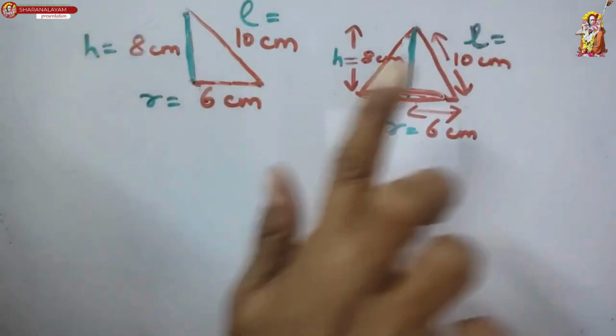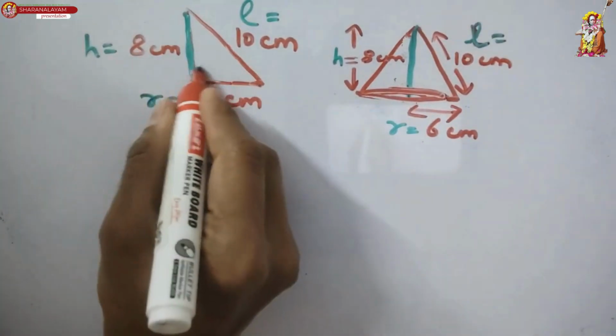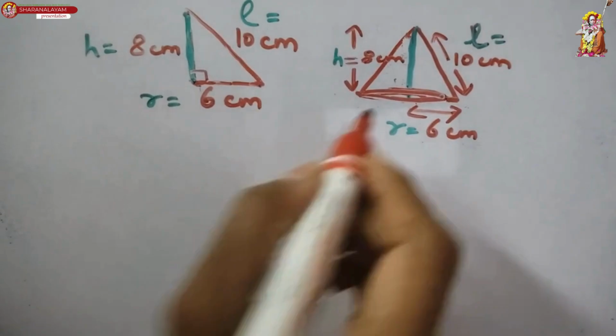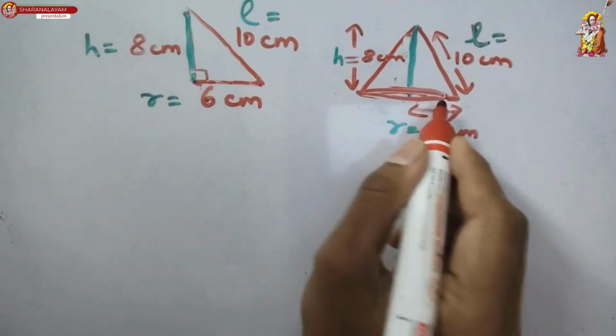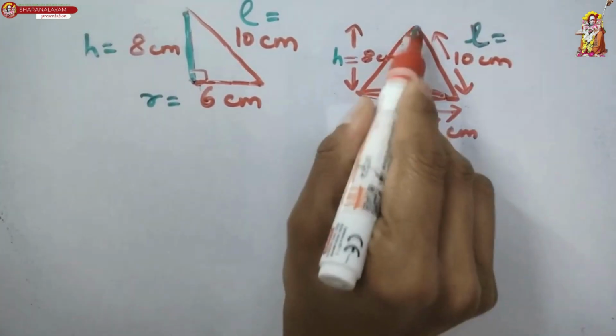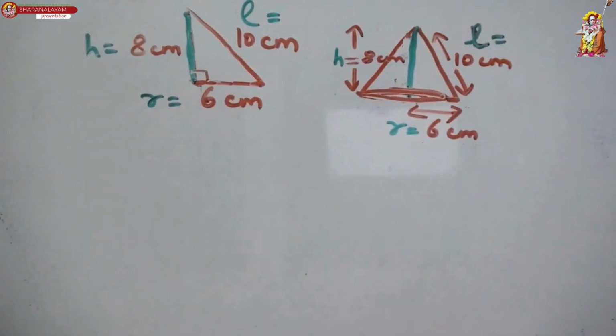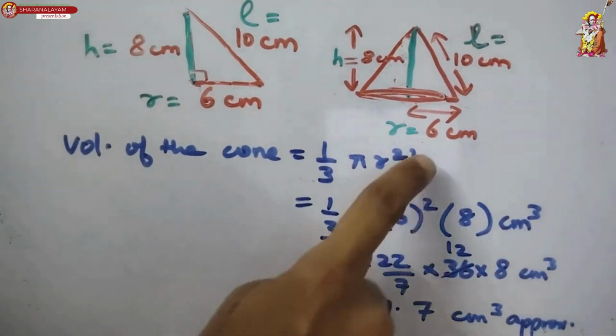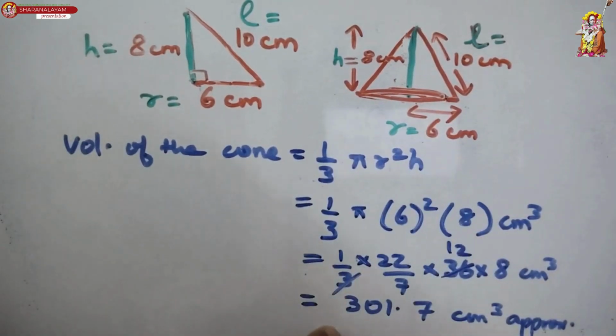So this is the cone formed when this right triangle is revolved about the side of 8 centimeters. So the radius is 6 centimeters for this cone, slant height is 10 centimeters and height is 8 centimeters. So the volume of the cone will be 1 by 3 pi r square h. When we substitute the values, we get r equals 6, h equals 8. We get the volume approximately as 301.7 centimeters cube.